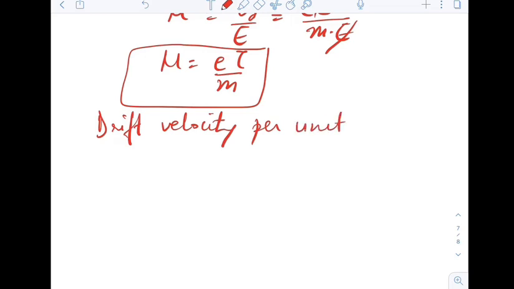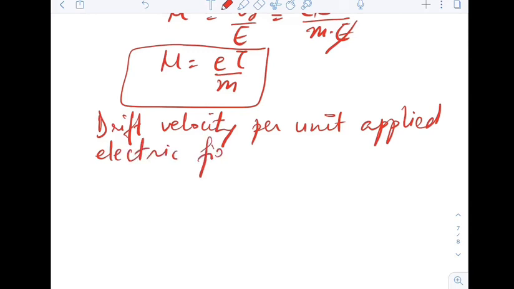or you can also define mobility as drift velocity per unit applied electric field. This is also the definition of mobility.